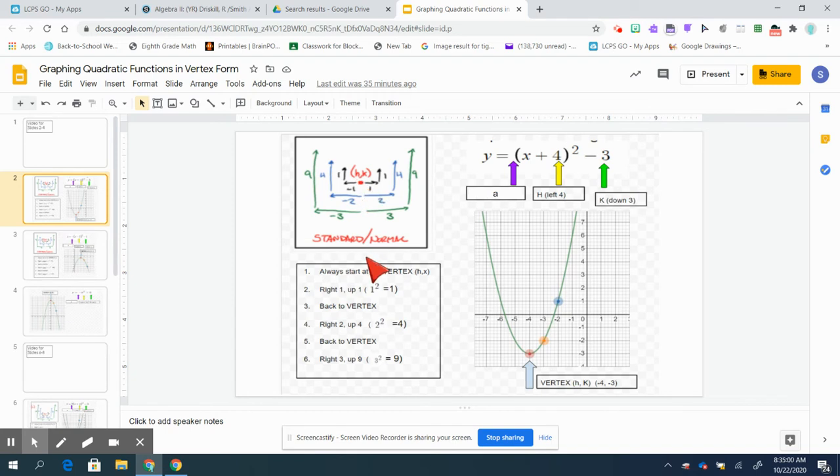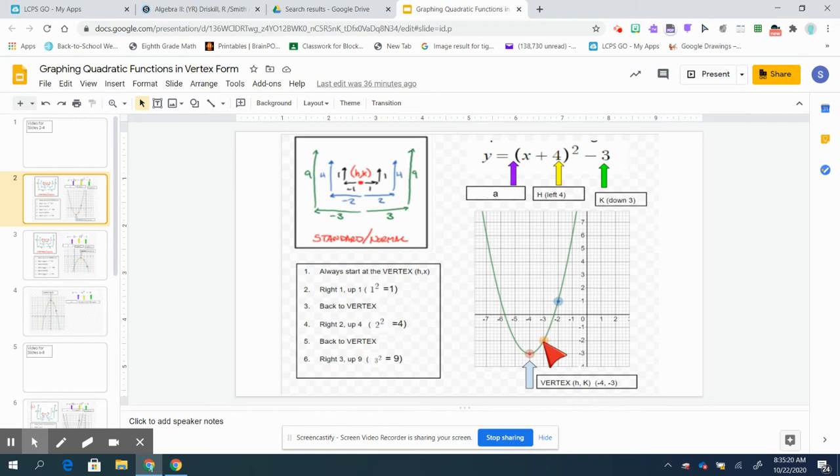You can see that in both Mr. Polinsky's visual diagram and then with the words here. Then we're going to go right 1 and then up 1. And that's because 1 squared is equal to 1. Okay, so we start here. We're going to go right 1, up 1, and put our first point.